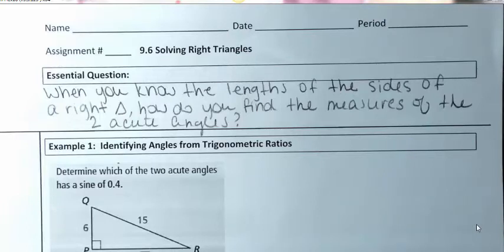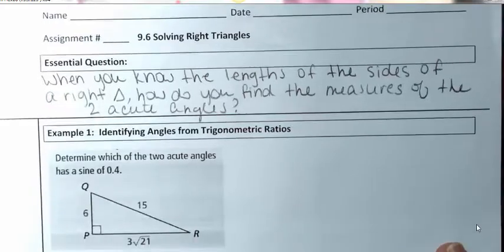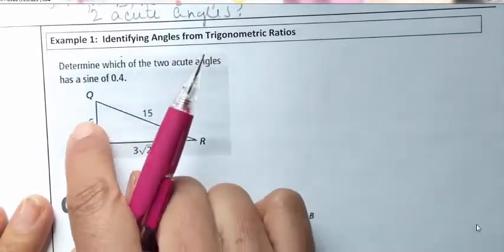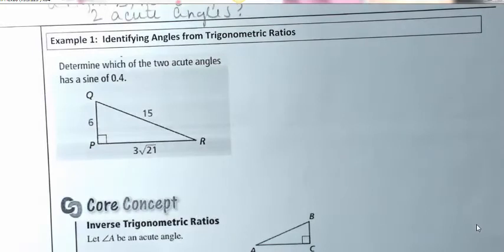Okay, 9.6, solving right triangles. Your essential question: when you know the lengths of the sides of a right triangle, how do you find the measures of the two acute angles? So far, you've been given an angle in a right triangle, and you've been able to use that to help you find a missing side. Now we're going to be given the three sides, and we're going to have to find the measures of the angles.